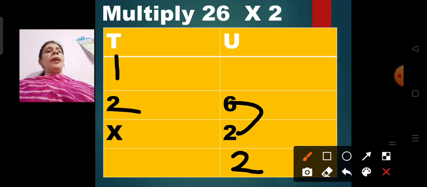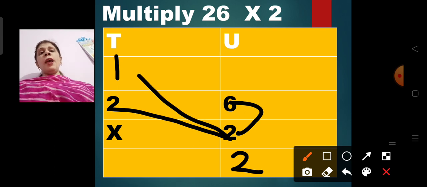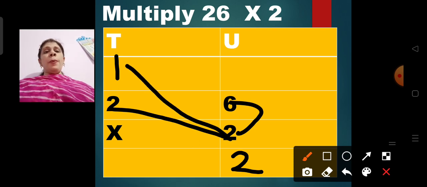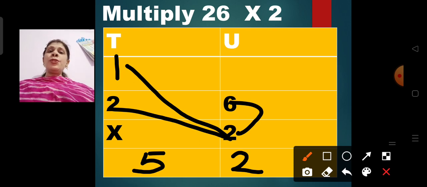Now I will multiply the 2 with the tens place 2 which I have written. So 2 2s will be 4. To that 4 I will add this 1. So 4 plus 1 will be how much, children? 5. So when I multiply 26 by 2, I get my answer 52. 26 2s are 52.